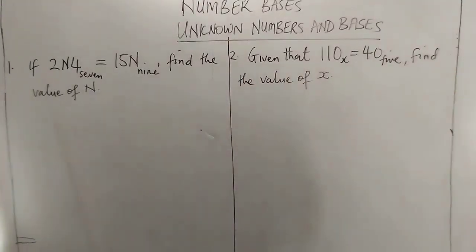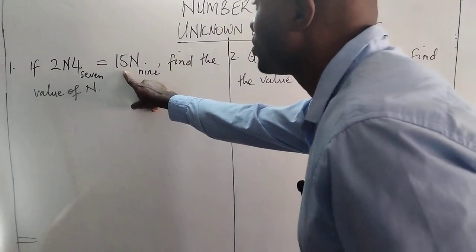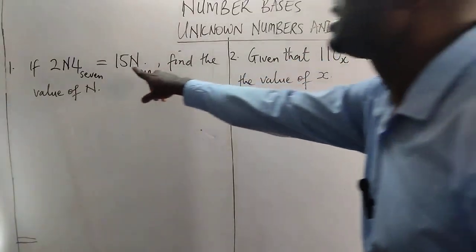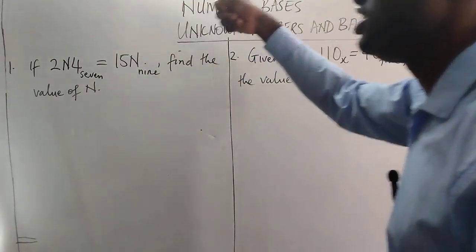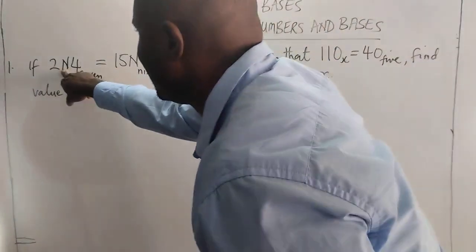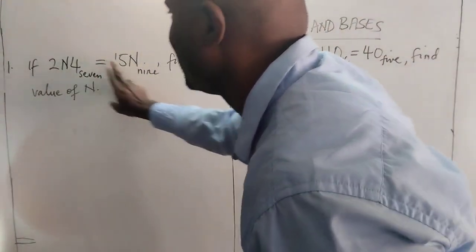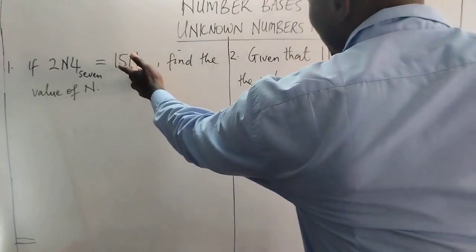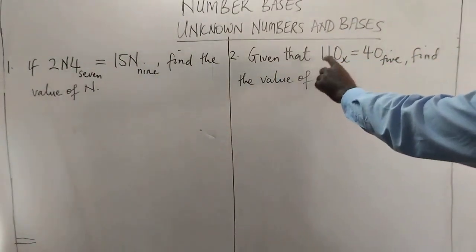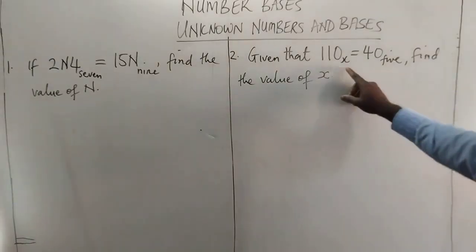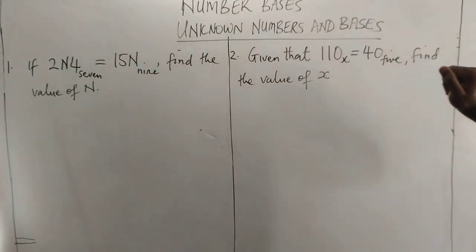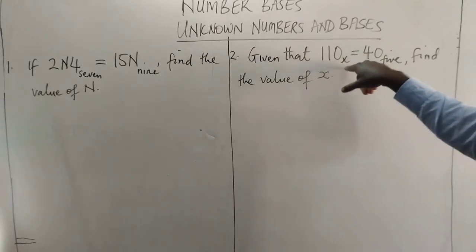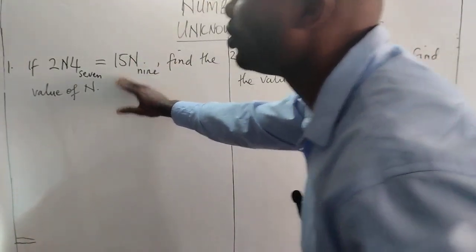The difference between these two questions is that in this one, we are looking for n, and the n is taking the place of a digit. It occupies the position of the second digit here, the position of the third digit in this one. So we say unknown number. Whereas in this case, x, which is the unknown, is occupying the position of a base. So here, the unknown is the base, unknown base, while in this case it is an unknown number.